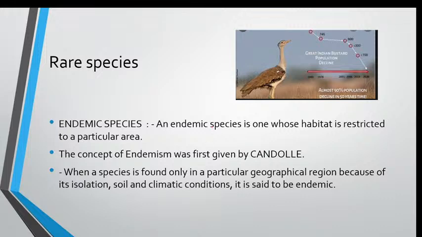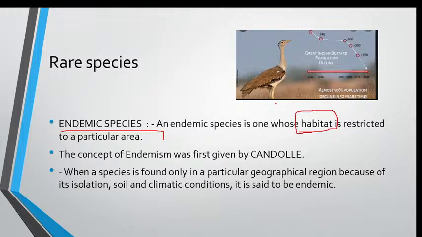Endemic means they are living in a particular area. Endemic species means those species which live in a particular habitat only. That is known as endemism. Most of the rare species will be endemic species. So if some overexploitation happens to this habitat, that organism will become extinct or may become endangered. They will quickly disappear if not conserved.